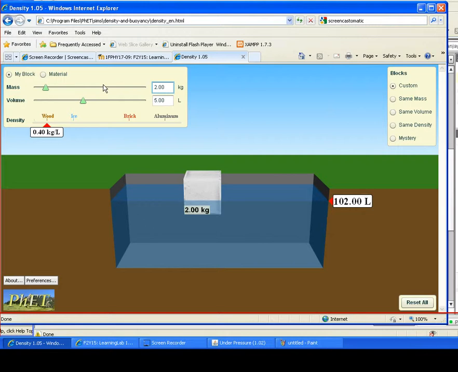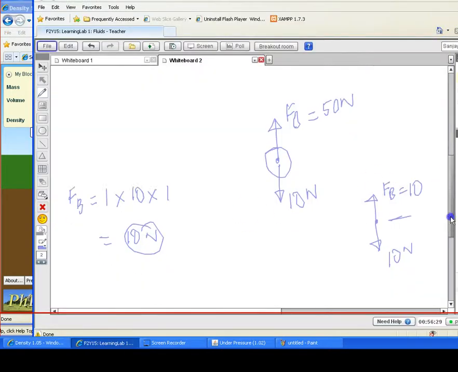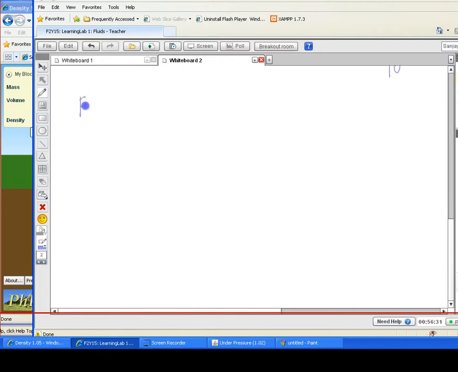And as we can see, it sinks a little bit more, so that the volume of water displaced now has changed from 1 liter to 2 liters. Therefore, the force of buoyancy now at this level, when it's 2 meters, Fb equals rho GV. Rho is 1 kg per liter, G is 10, V is 2 liters. That gives me a force of 20 newtons. So I've got 20 newtons acting upwards, that's the force of buoyancy.